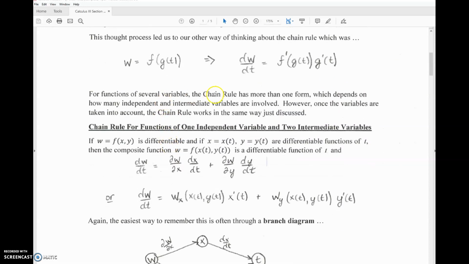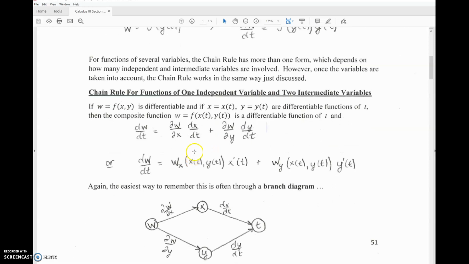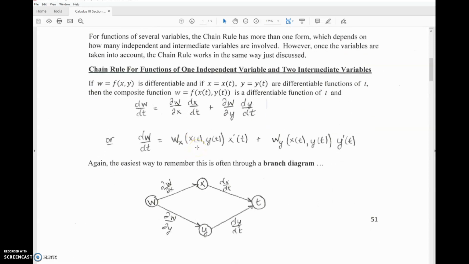For functions of several variables, the chain rule has more than one form, which depends on how many independent and intermediate variables are involved. However, once the variables are taken into account, the chain rule works in the same way just discussed. We could actually, most of the time, do this if we wanted to get composite functions, but it's really much easier in the long run, especially if you get functions of multiple variables and they have multiple variables themselves, if you learn the chain rule in this format and use a branch diagram. You'll never get it wrong.